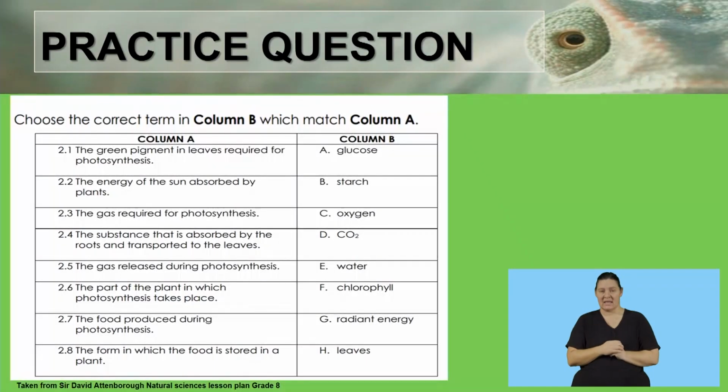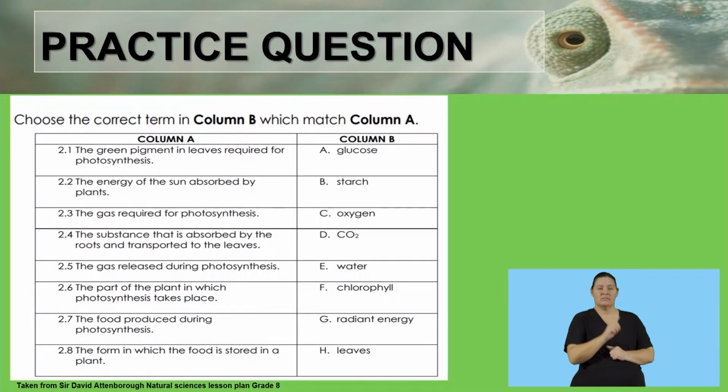Welcome back. Now let us continue from where we stopped. We were saying that we need to match column A with the words in column B. But obviously we need to read the descriptions before we find the suitable words in column B. Let us go to 2.1.